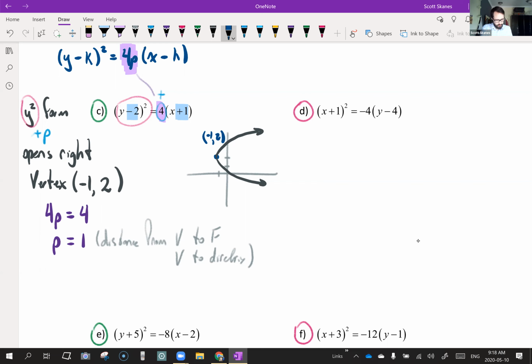So we know that it's a distance 1 from the vertex, and so it must move over 1 and be over here. So the focus must be 0 and 2. It's shifted by 1 to the right inside the parabola, and so now the point is at 0 and 2. The directrix is on the other side. We'll sketch it here.